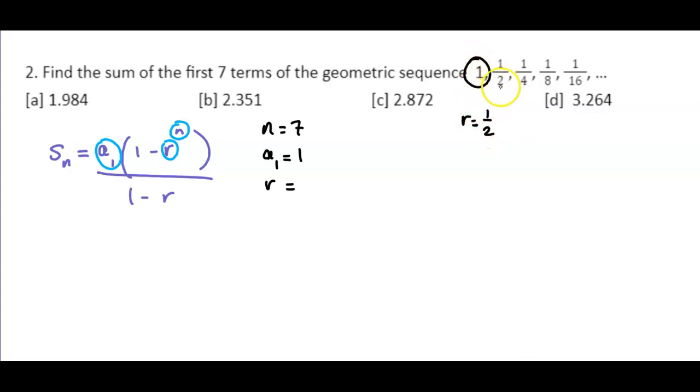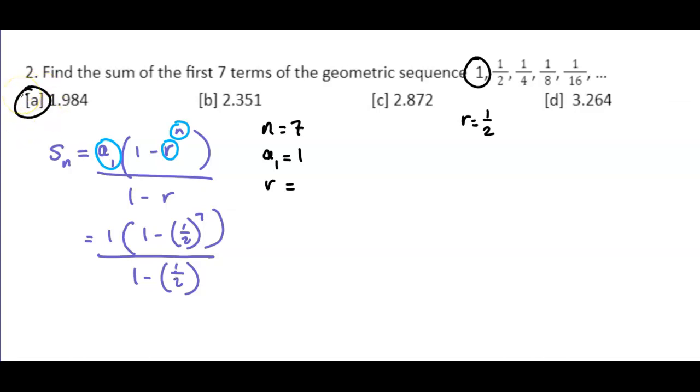1 times 1/2 is 1/2. 1/2 times another 1/2 is 1/4. Times another 1/2 is 1/8, so it does seem to work out. So when we plug into our formula, we get our first term, 1, times 1 minus the ratio, which we said was 1/2, raised to the n, which we said was 7, all over 1 minus the ratio, which again is 1/2. Be careful with your parentheses. Do it step by step if you need to, but if you plug it in correctly, you should get that the sum of the first 7 terms is 1.984.